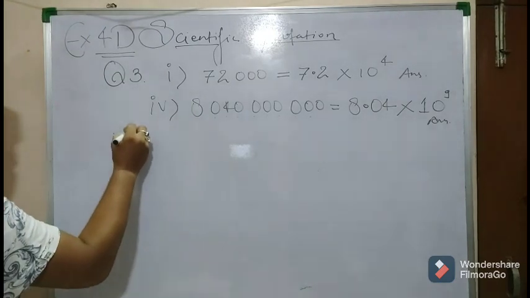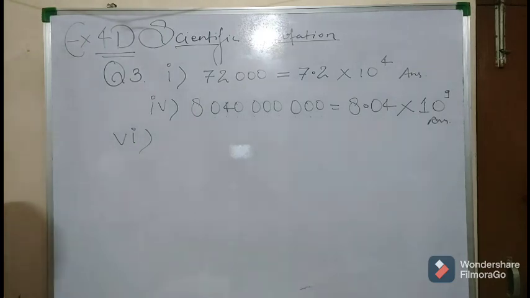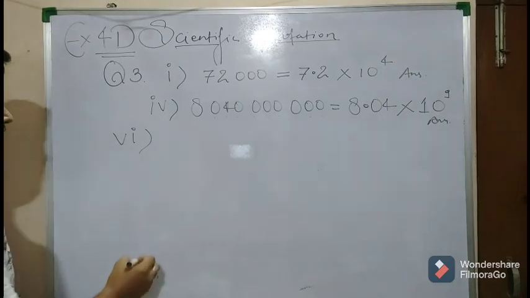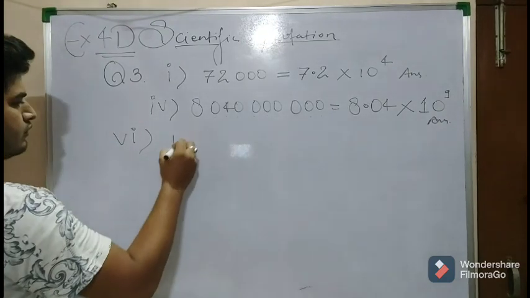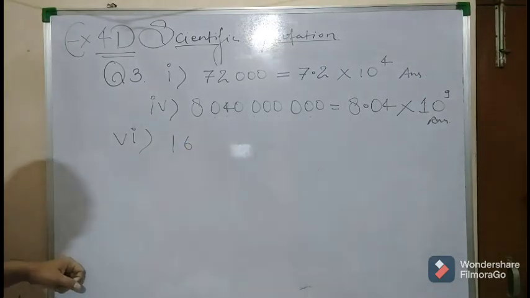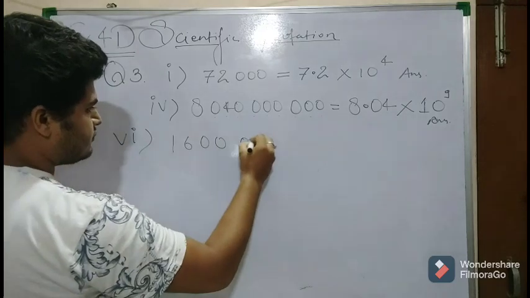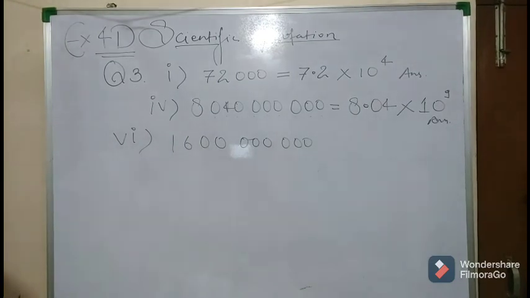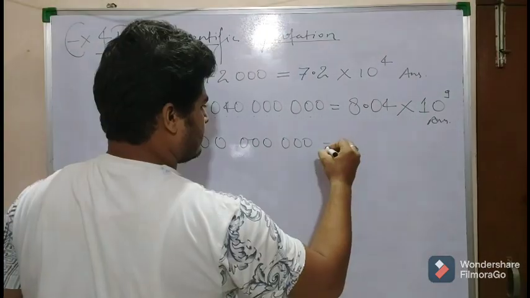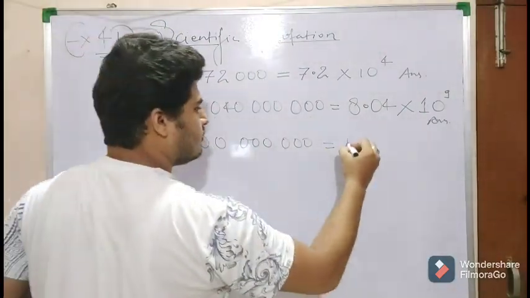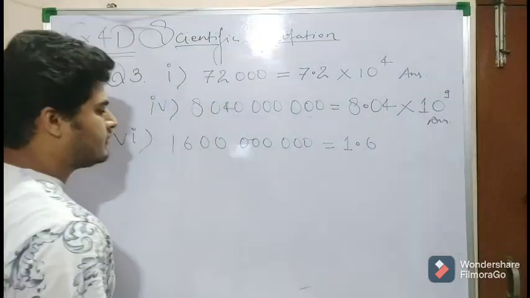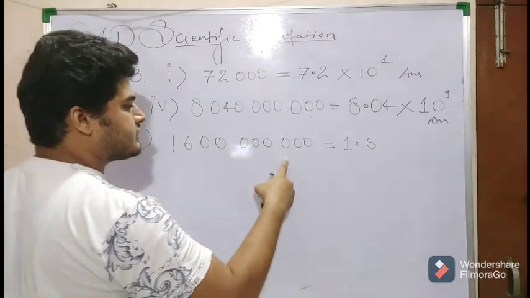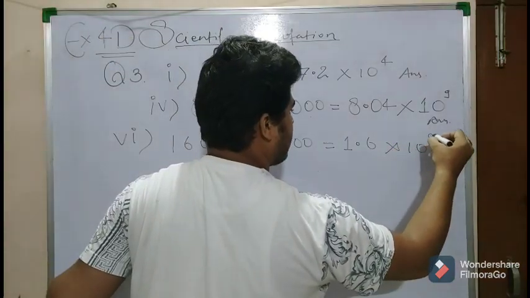In the same way, let us see the sixth part. The sixth part is saying Saturn is about 16,000,000,000 kilometers from the Earth. So the distance between Saturn and Earth is given, which is 16,000,000,000 kilometers. So we can write in scientific notation 16 as 1.6 and count after the decimal, 3 plus 3 is 6, plus 3 is 9. So into 10 raised to the power 9.